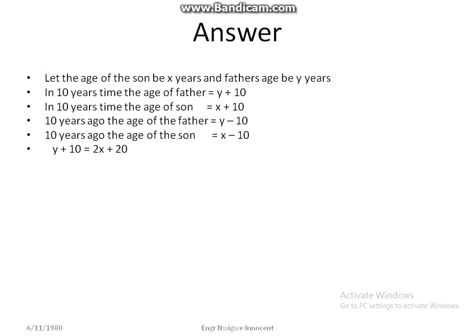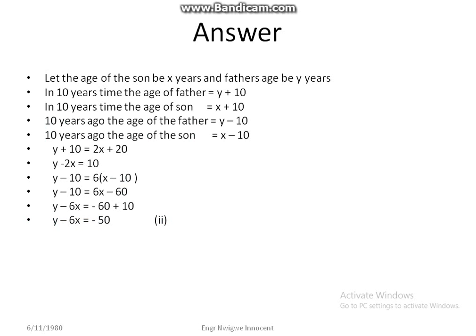Y plus 10 is equal to 2S plus 20. Y minus 2S is equal to 10. This is equation 1. Y minus 10 is equal to 6 times S minus 10. Y minus 10 is equal to 6S minus 60. Y minus 6S is equal to minus 60 plus 10. Y minus 6S is equal to minus 50. This will be equation 2.